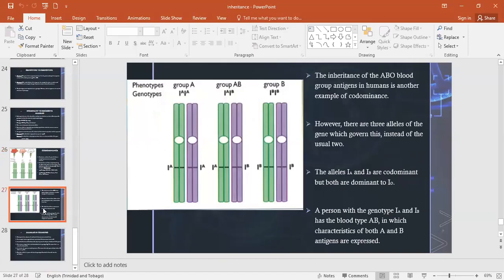Now, in the case with blood, like the ABO blood group, what will happen is that you have three alleles which govern this, three alleles of that gene which govern this.